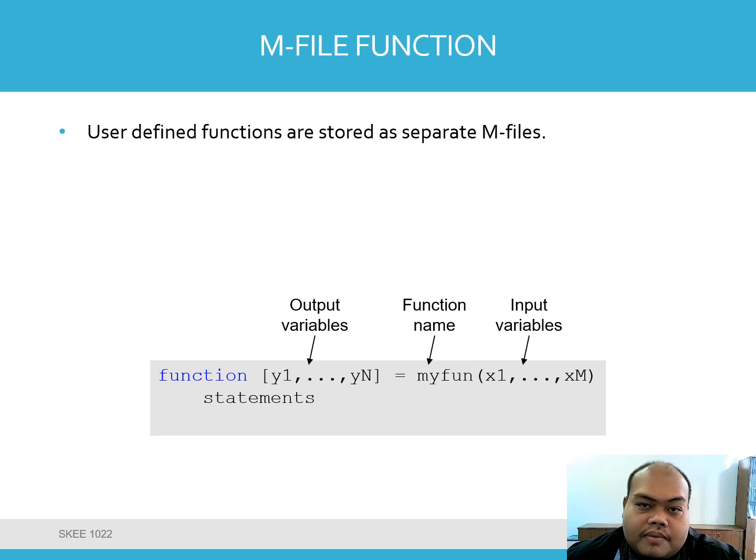As I mentioned before, the user-defined function is saved inside a separate M file. At the top of the separate M file you need to write function, the output variable, the name of the function, and the input variable. Make sure you write this, this, and this. It is in a separate M file.